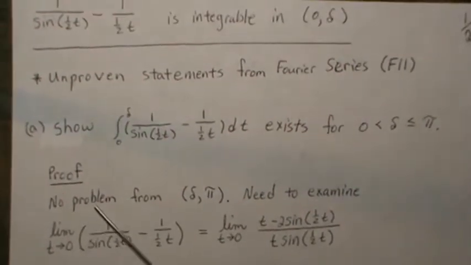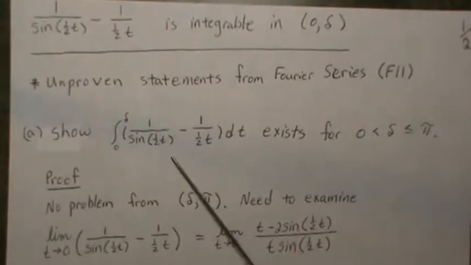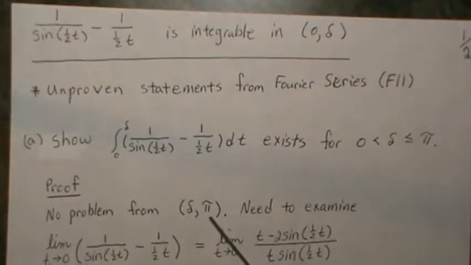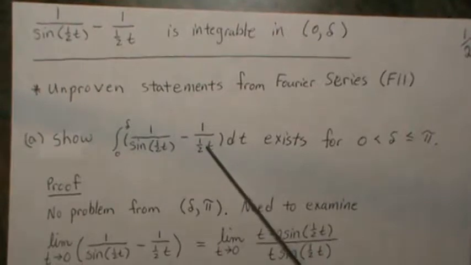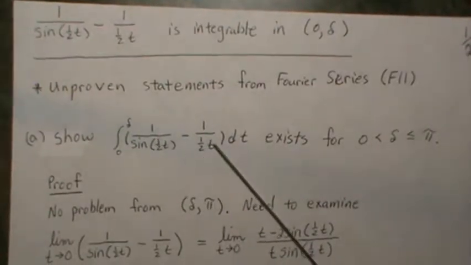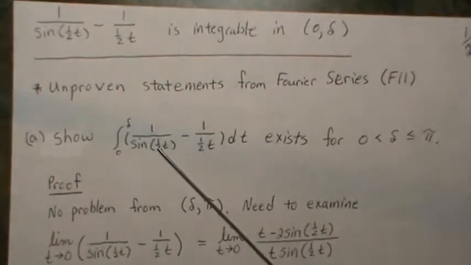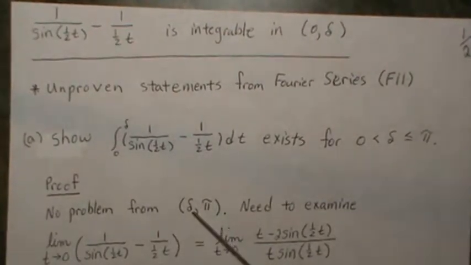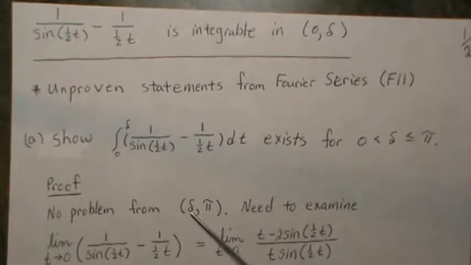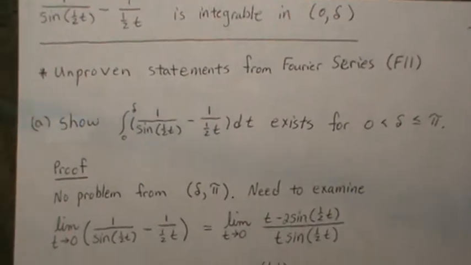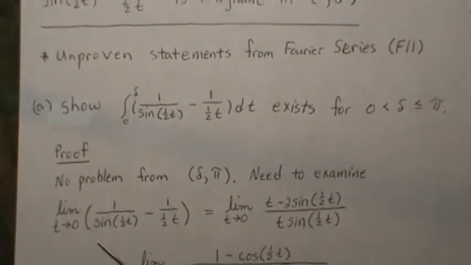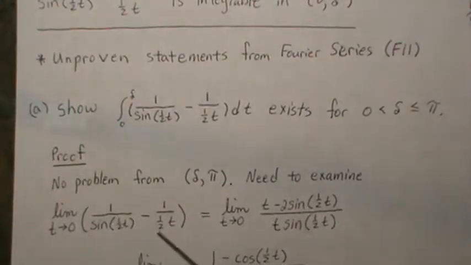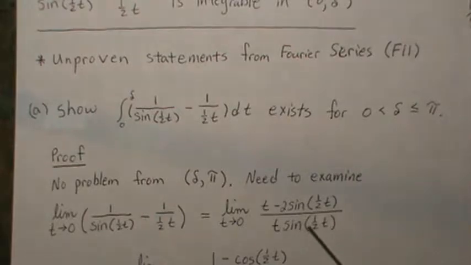So if we look at this integral, there's no problem for some delta greater than 0 to pi, because then each of these are integrable, and they're not 0. So this function is integrable. But it's just when we go from 0 to delta that is the issue. So we need to examine the limit of this function as t goes to 0. And we'll combine this fraction into this.